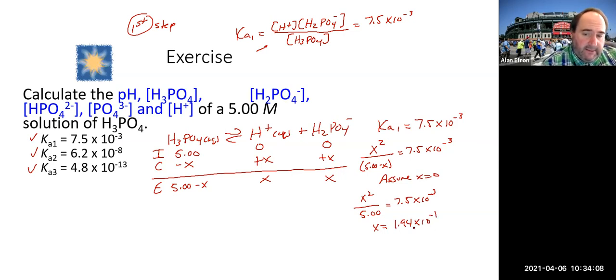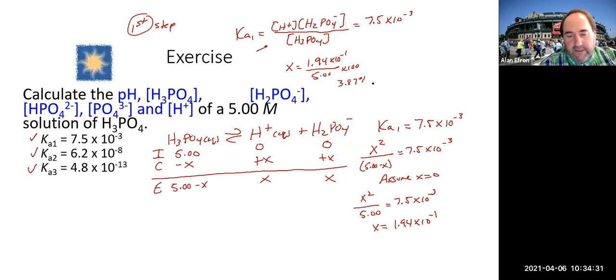Now we did make an assumption here, so we want to check it. We will take our X value, which was 1.94 times 10 to the minus 1, divide it by 5, times it by 100. And I'm going to hope it's going to be good. It looks like it is about 3.87%, which means the check is good in this case. So that's good. We didn't have to do any quadratic or anything like that. So what does that mean?